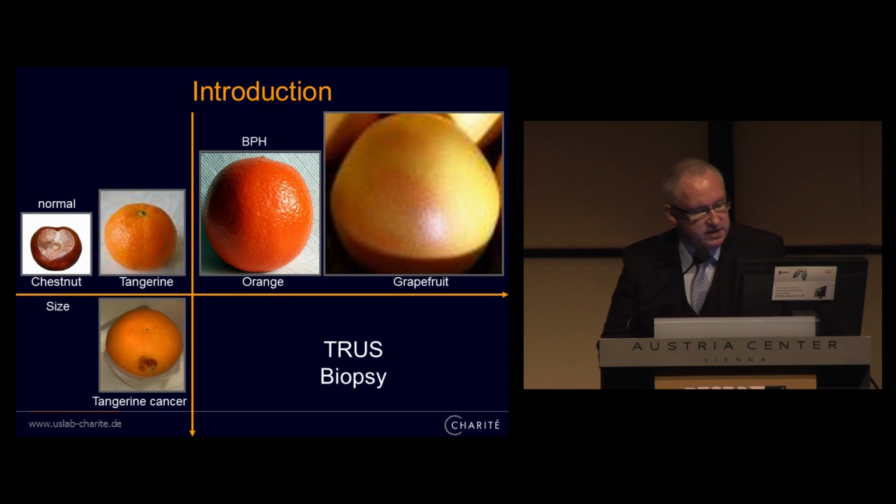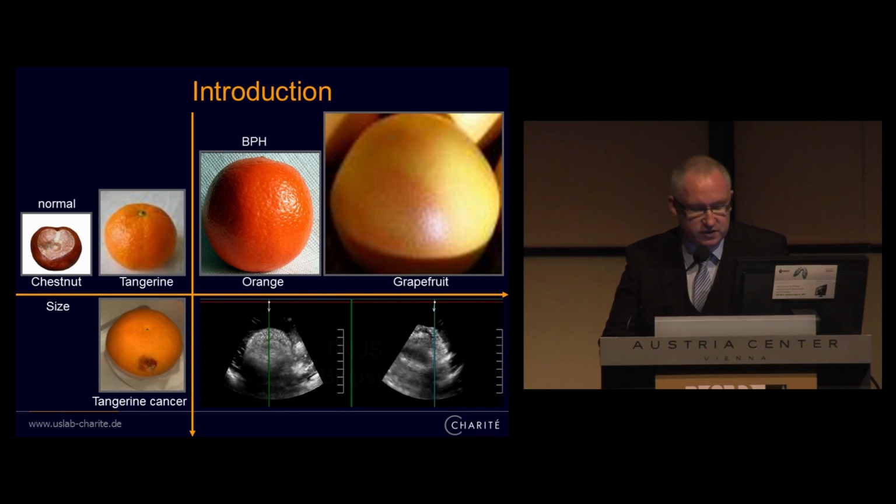If you deal with prostate, you have to know the normal size of a prostate in a young man is in a range of a chestnut. Becoming older and older, you see what happens. You see tangerine, orange and grapefruit, maybe a benign prostate hyperplasia, maybe a tangerine cancer. So that's the problem.